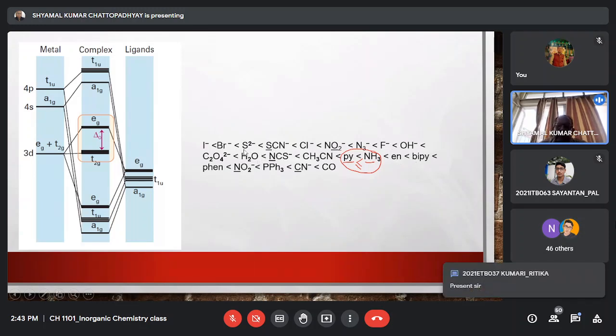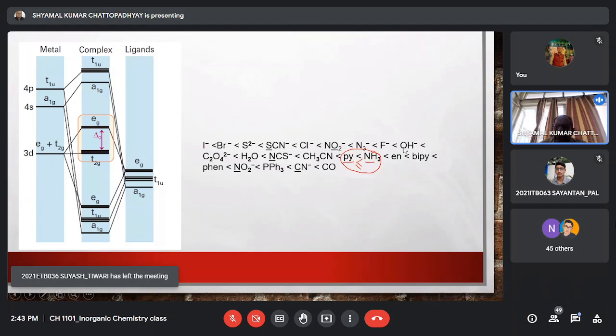But we find that water has a stronger crystal field splitting than hydroxyl ion. So this anomaly of hydroxyl ion and water cannot be explained by this diagram, right? This diagram I have taken from Atkins books, the Atkins-Rourke books. So this cannot be explained by this diagram.